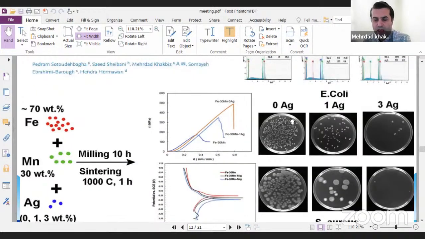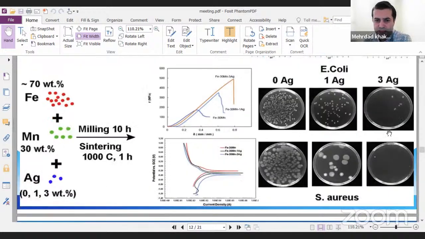body. And we also found that by increasing the silver from 0% to 3%, the antibacterial properties increase, and we can see that the E. coli bacteria decreased with 3 silver, as we see in this picture.